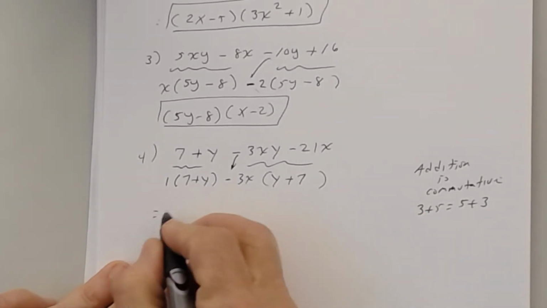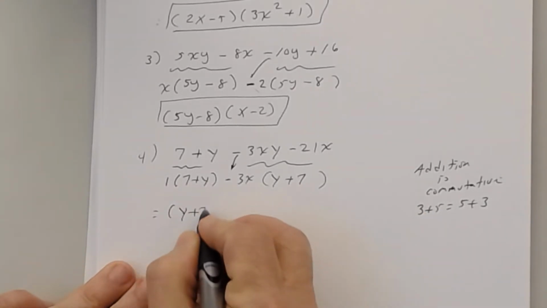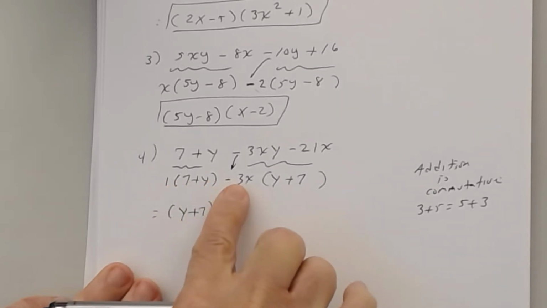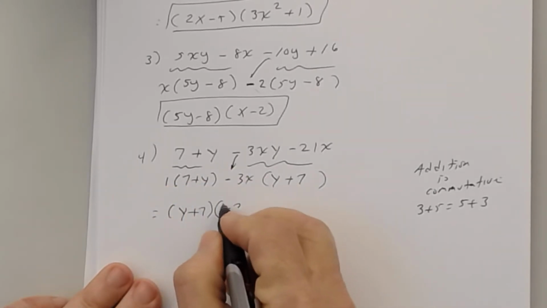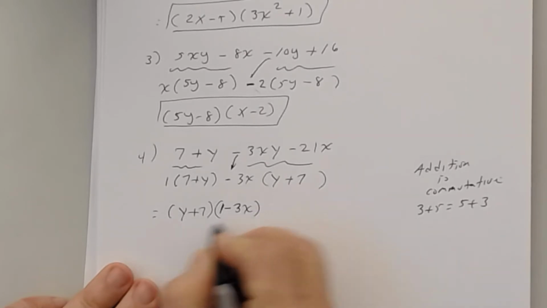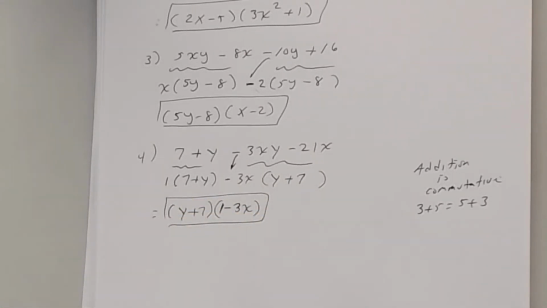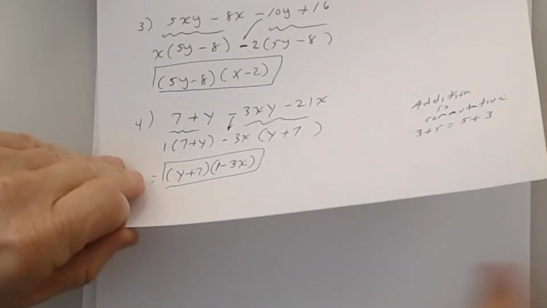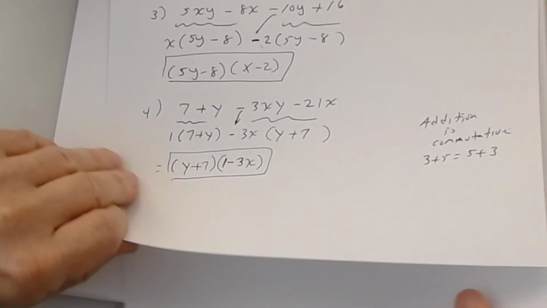So I'm going to factor out a y plus 7 times, and then what's left? 1 minus 3x. And there's your answer. All right, number 5. We'll do one more at number 5.